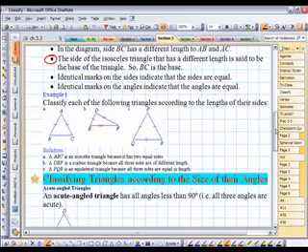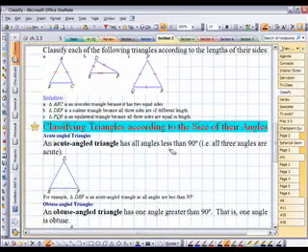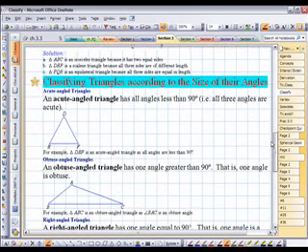Now classifying according to the angles. An acute triangle, all angles are less than 90. All three are less than 90. An obtuse triangle, one angle is greater than 90. You can't have more than one angle greater than 90 because you've only got 180 degrees total in any triangle. So we have one angle bigger than 90 for obtuse. For acute, all three have to be less than 90.